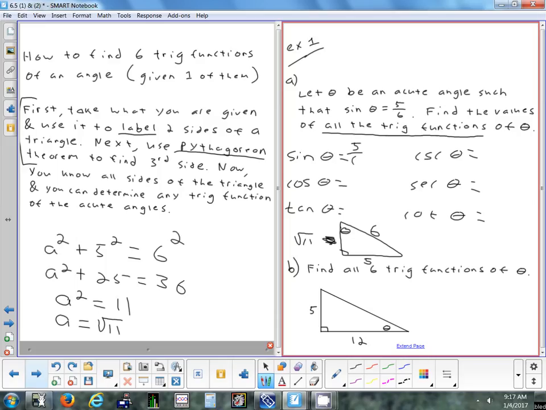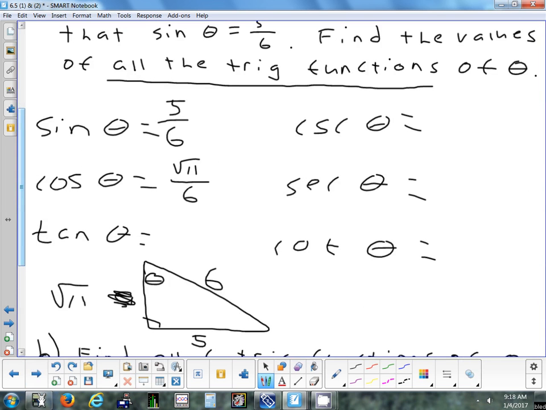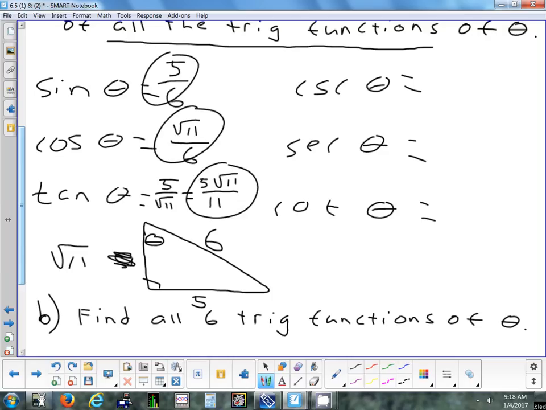Okay, so let's fill in all 6. Sine, we already know. Cosine, what's my cosine going to be? Square root 11 over 6. And what about my tangent? It's going to be 5 over square root of 11, so you got to multiply it by square root. Yeah, I'm going to multiply top and bottom by square root 11. And what would I get when I fix that? 5 square root of 11 over 11. Perfect. So there's my sine, my cosine, my tangent.